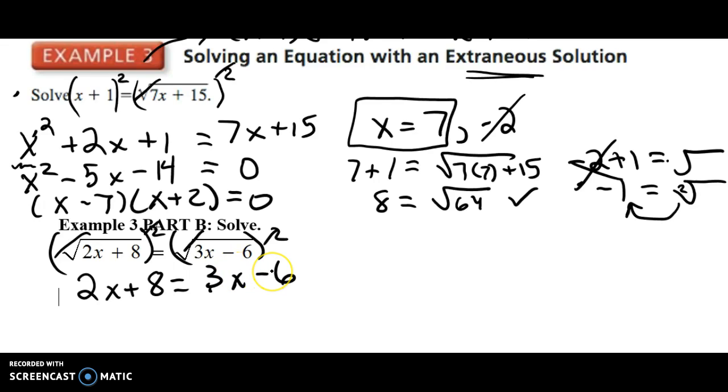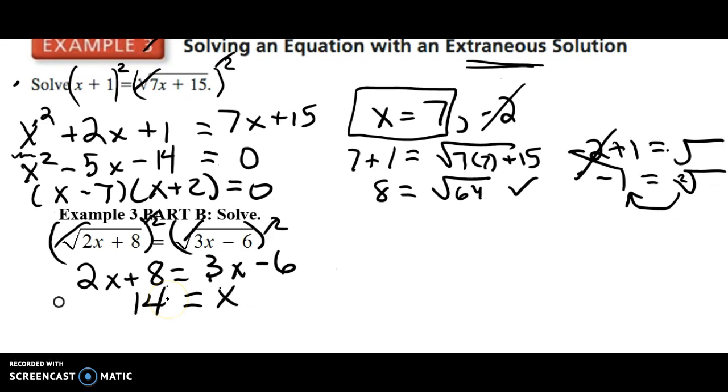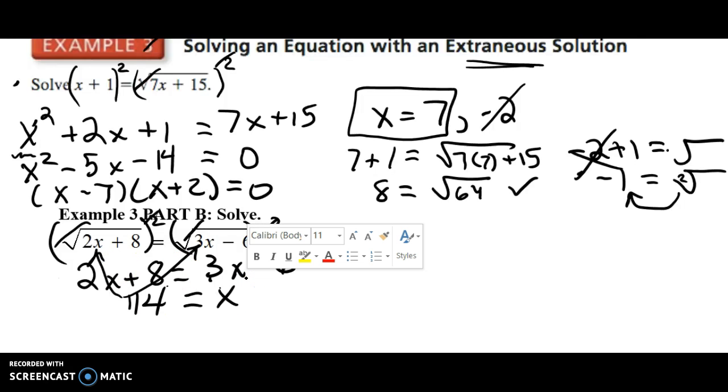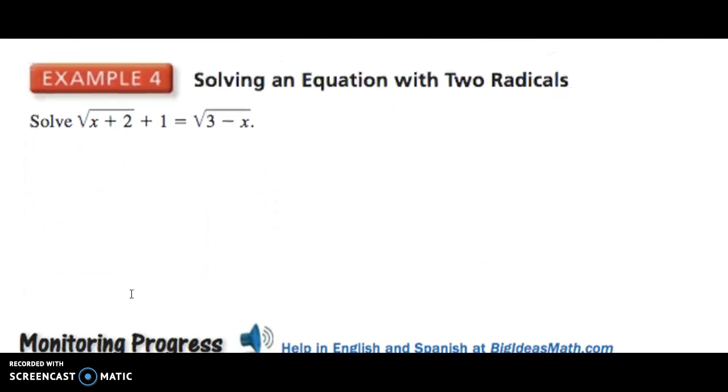This is actually pretty easy. There are no squares. You can just move your x terms to one side, add the 6 to the other side. x equals 14 will be my solution. Don't forget you should, again, plug 14 in to both x's to make sure that it works, and I believe in this case it will. Let's move on to example 4.